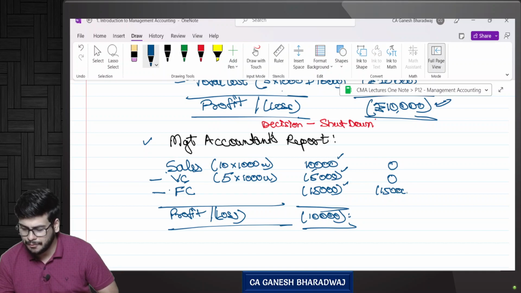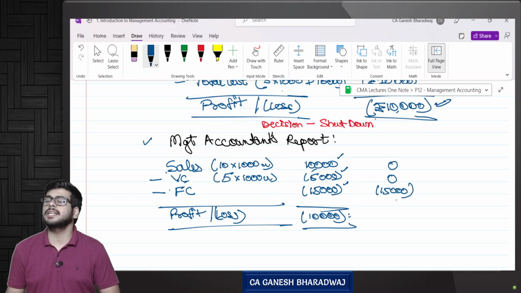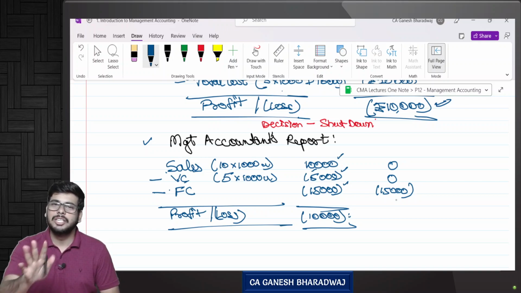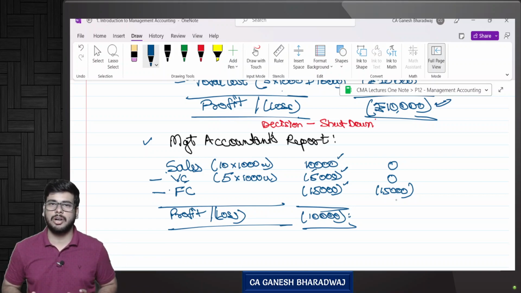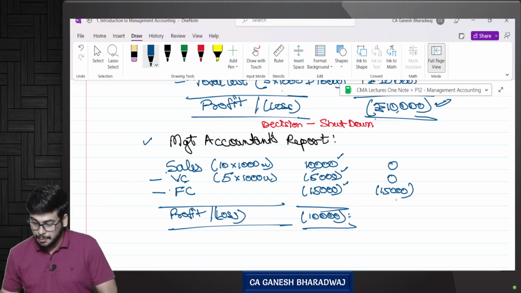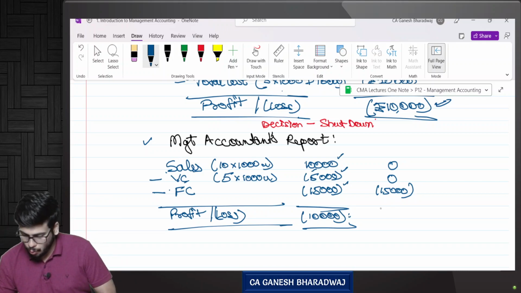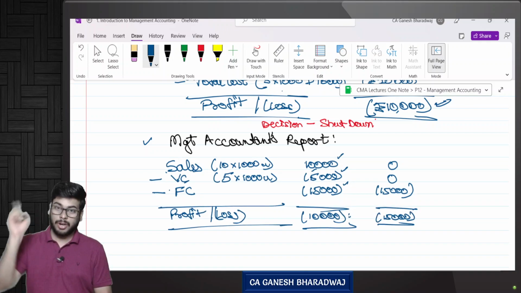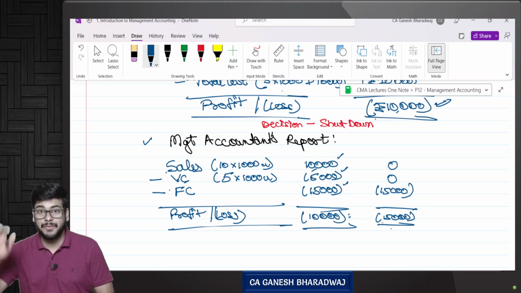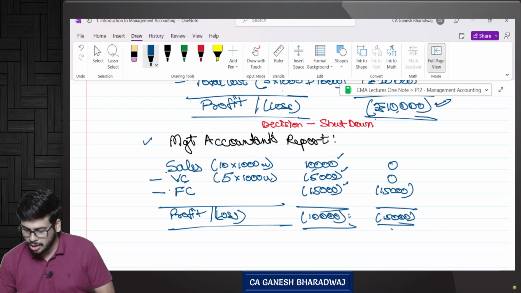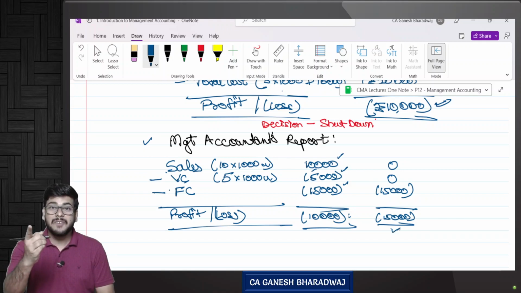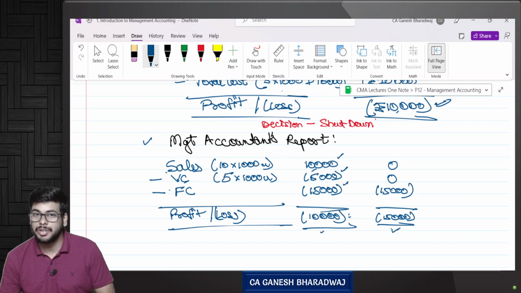If I'm just shutting down for 1 month, can I go tell my landlord, Mr. Landlord, I'm going to shut down my factory for 1 month, so I am not going to pay the rent? He will not accept. You have all your machineries inside, the place is occupied, he cannot let it out to anyone. So you need to pay the rent, correct or not? Rent will be there. If you shut down, the loss is going to be how much? 15,000. If you continue, the loss is just going to be 10,000.